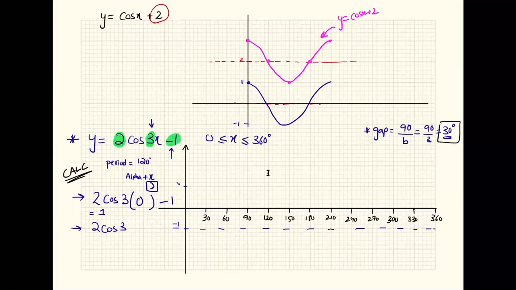This is 1, -2, -3. Now the advantage of using a calculator over here is that you don't have to draw multiple stages of sketches to get to the right sketch. You can just use your calculator and mark the relevant points. So our equation is 2 cos 3x minus 1. Okay, तो मैं x की वैल्यू चेंज करता रहूंगा, मुझे पॉइंट्स मिल जाएंगे.